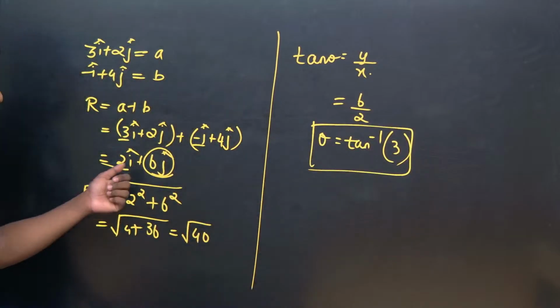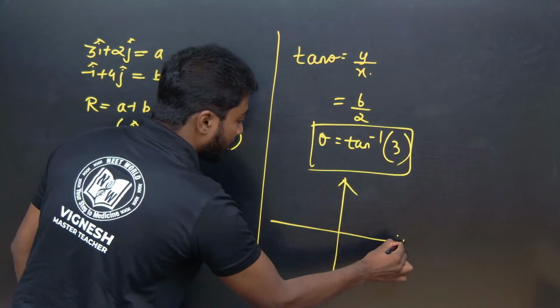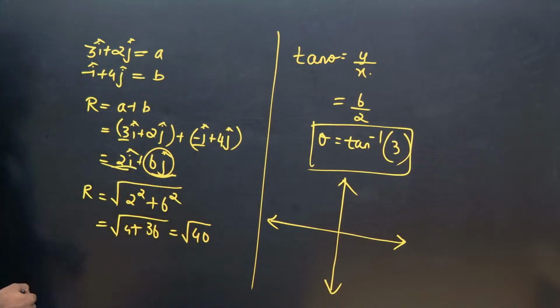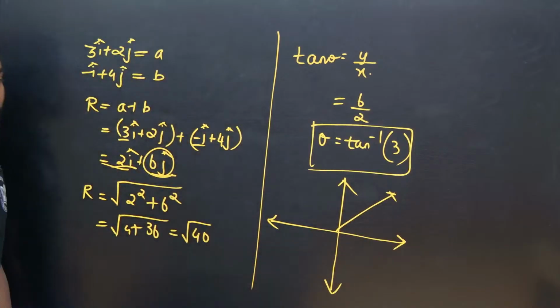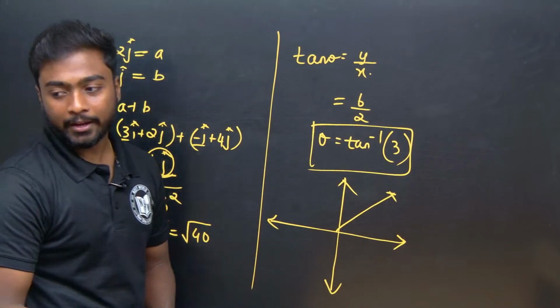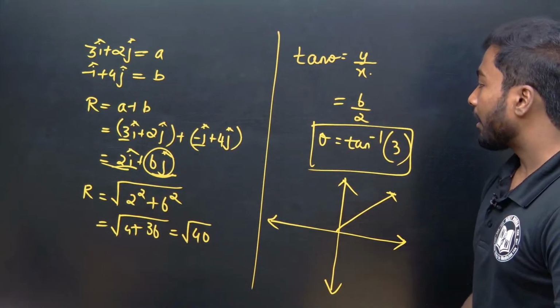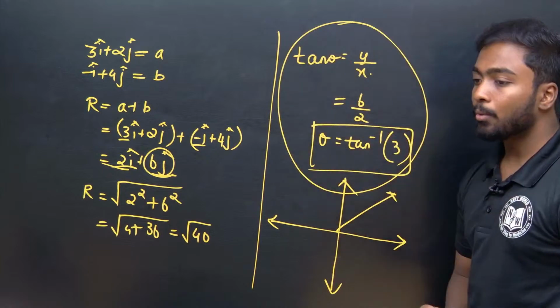If I want to find the direction, see, take the graph. One is the positive x axis, one is the positive y axis. So the direction will be in the positive x and positive y direction. This is the direction. Okay. So this is how we will find the resultant and magnitude. If they are asking about the angle, tan theta is equal to y by x.